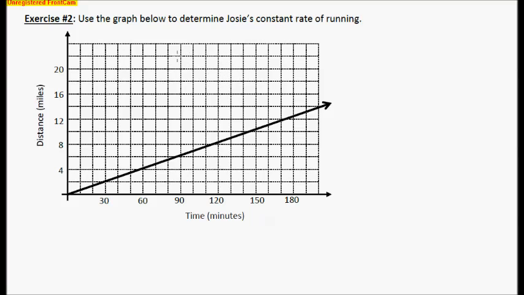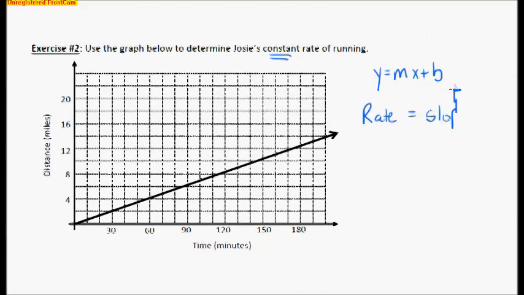Okay, so one of the first things they ask us is use the graph below to determine Josie's constant rate. And again, that is important. If they didn't tell us it was a constant rate, we couldn't say it was a linear equation. But they do. So that means whatever equation describes this motion, it's going to follow y equals mx plus b. So first they want us just to find her constant rate of running. Well, rate in this case is going to be the same thing as slope.